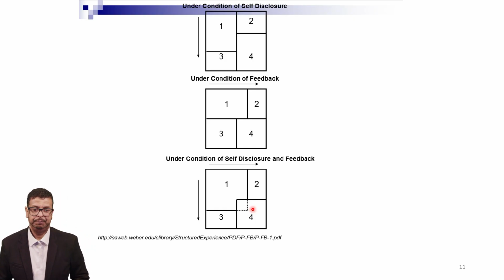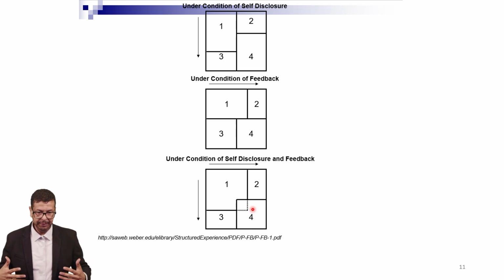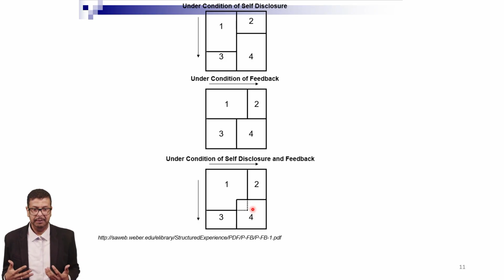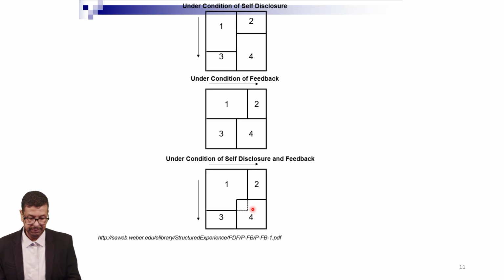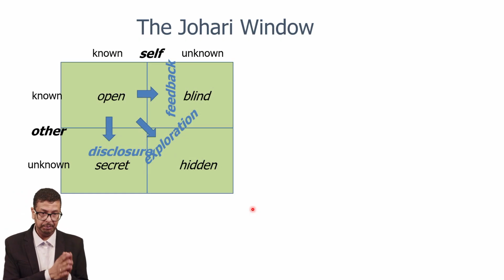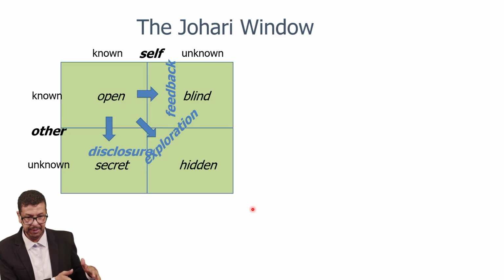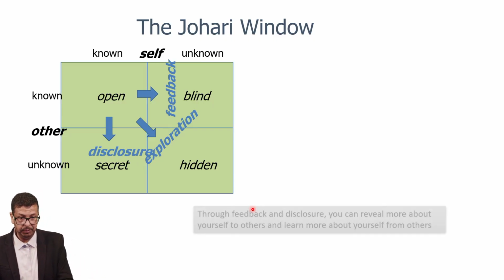And definitely, we should keep some area hidden from others, but the more willing we are to receive feedback, the more we are good receptors and recipients of the feedback, the more growth we can have in our career. So, in summary, feedback enlarges the open area by decreasing the blind area, exploration by moving in this direction toward this area, and disclosure toward this area.